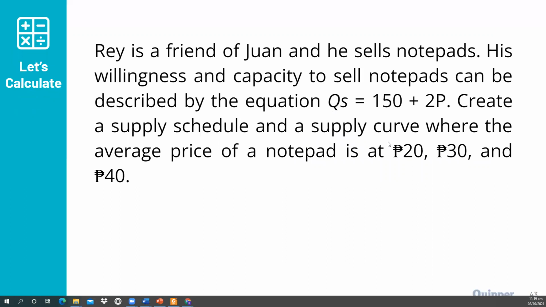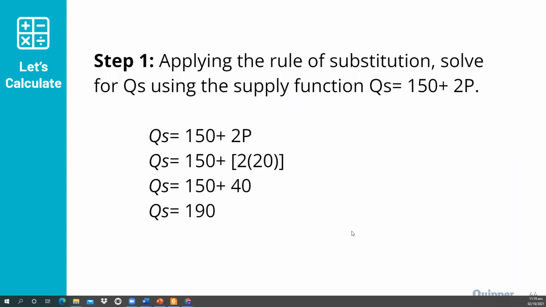Okay, so yeah, we have here the problem. Ray is a friend of Juan and he sells notepads. His willingness and capacity to sell notepads can be described by the equation QS is equal to 150 plus 2P. So let's create the supply schedule and supply curve where the average price of the notepad is 20, 30, 40.